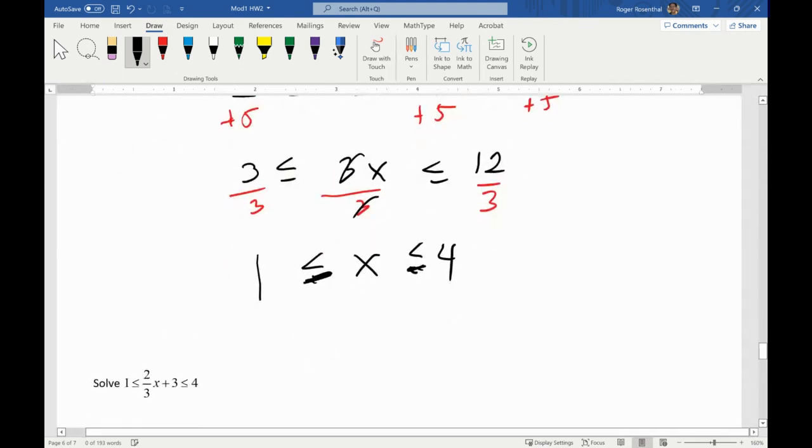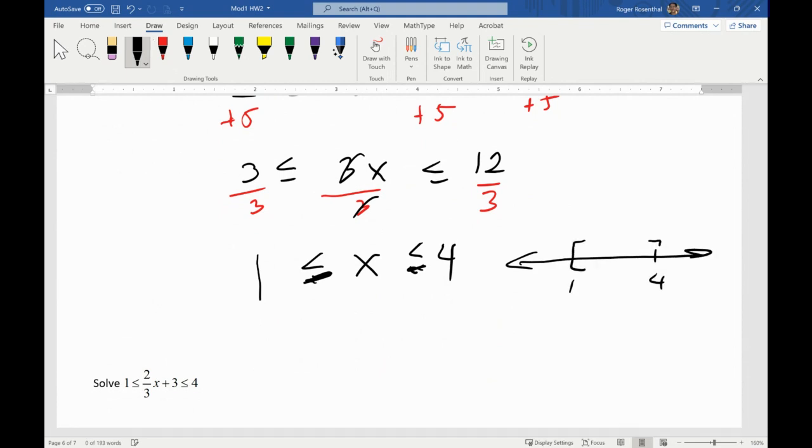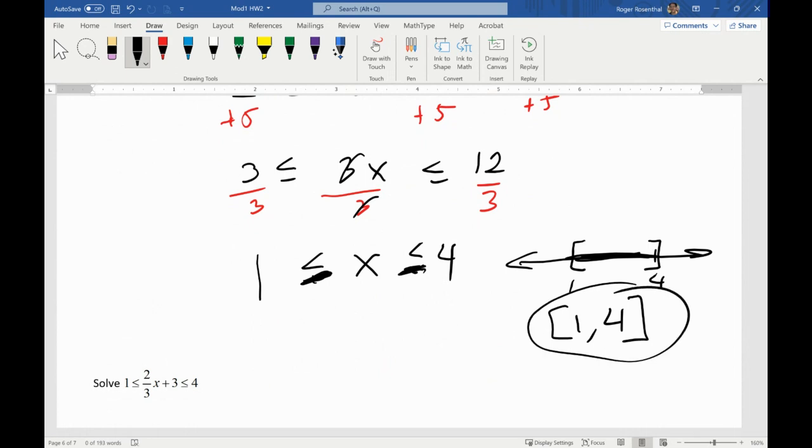It didn't say how to write the answer. I'll just do it in interval notation. On a number line, that would be everything from 1 to 4 shaded. I'm putting brackets because of these equals that we have here. And the interval notation would be bracket 1, 4, bracket. That would be the interval notation answer.